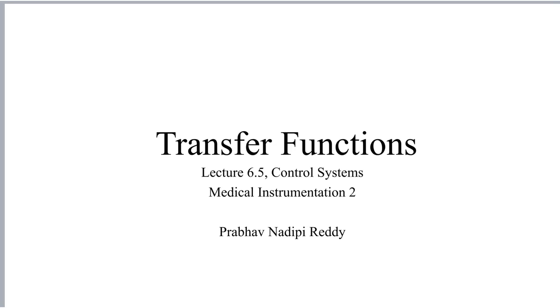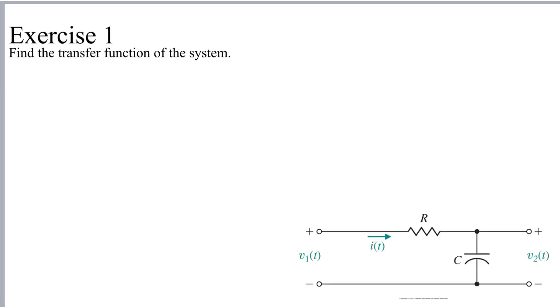Let's start with our first example. Let's say we have a simple RC circuit here, and our input V1 is applied to this RC circuit, and the output is read across this capacitor C. So how are we going to get the transfer function of this system?